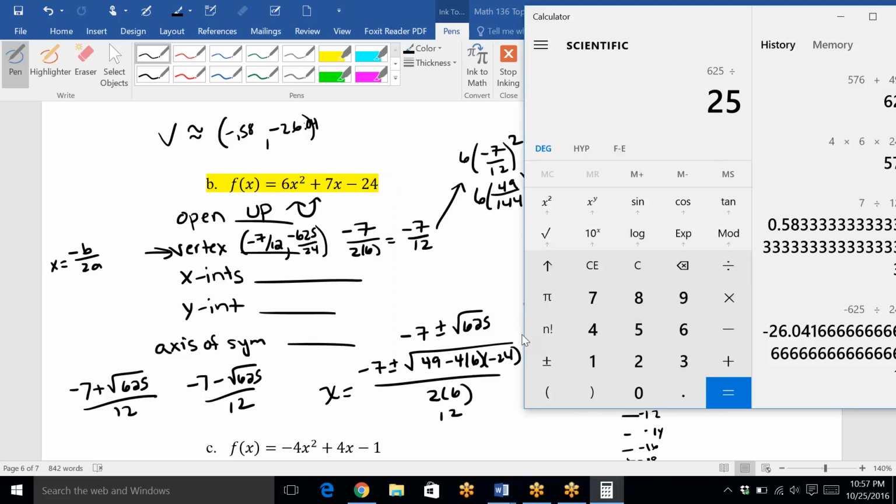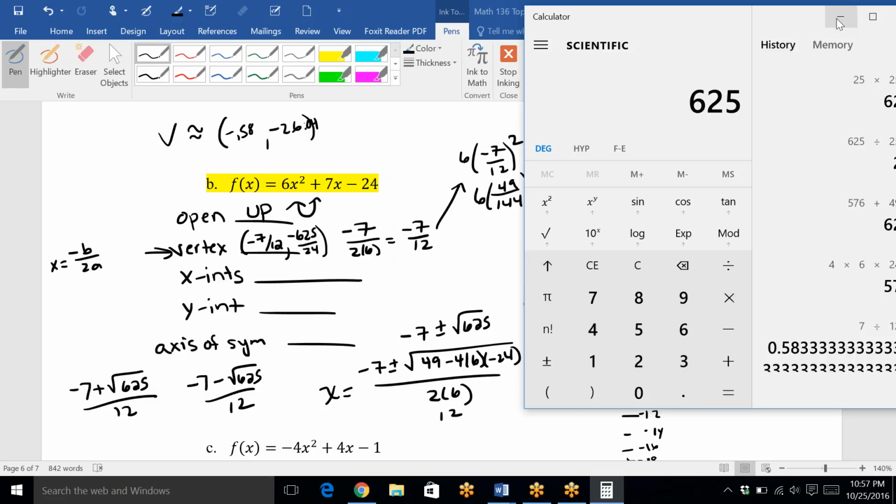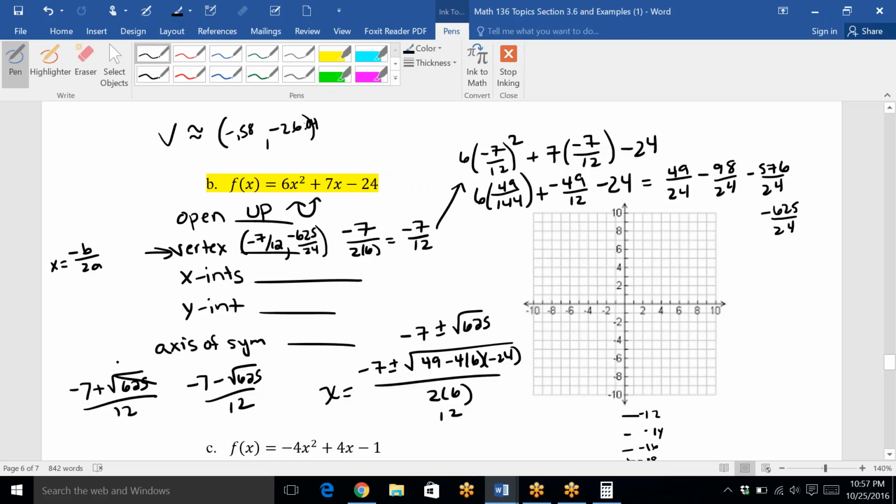I know it's divisible by 25. Yeah, it's 25 times 25. So this is a perfect square. So this would have factored if I wanted to spend the time factoring it. So this is actually just plus 25 and minus 25. So 25 minus 7 would be 18. And then we would divide that by 12. So one of my x-intercepts is 9 over 6, and that reduces again. So that would be 3 over 2.